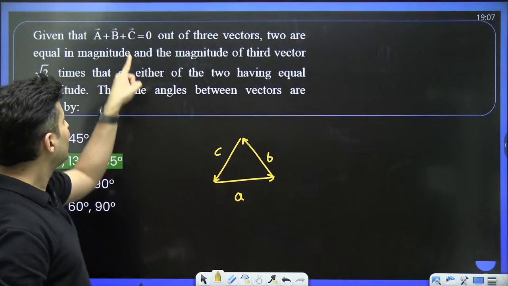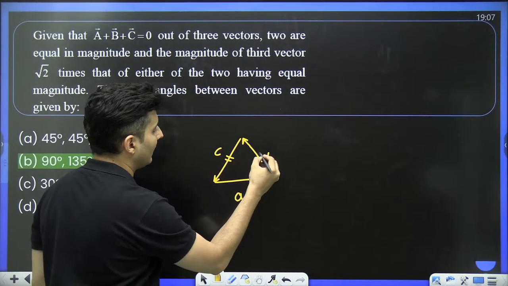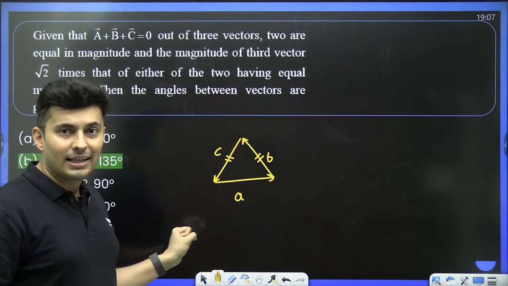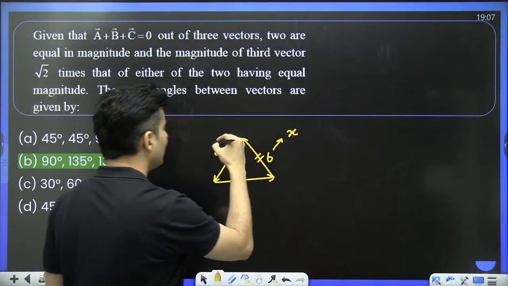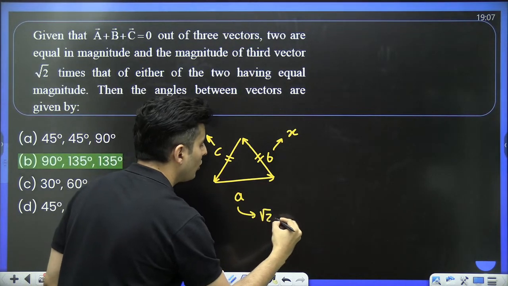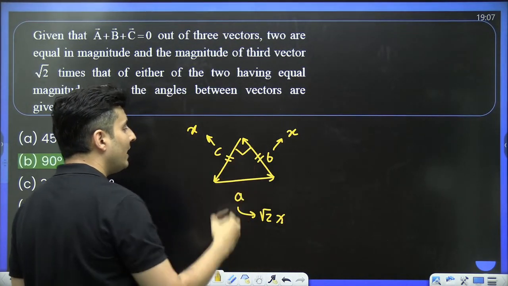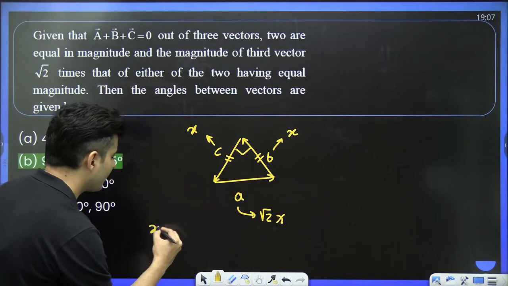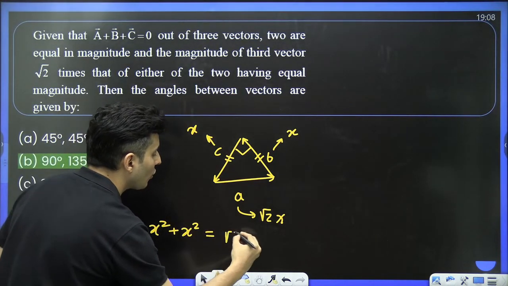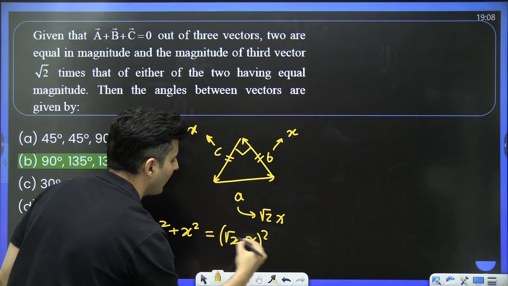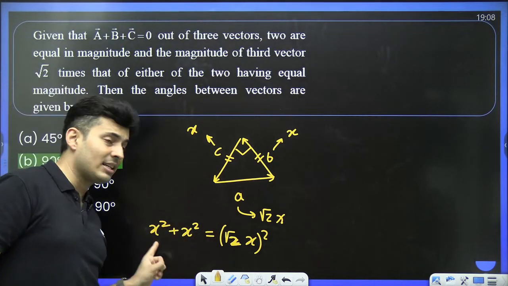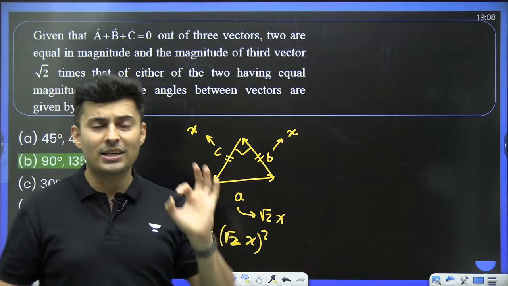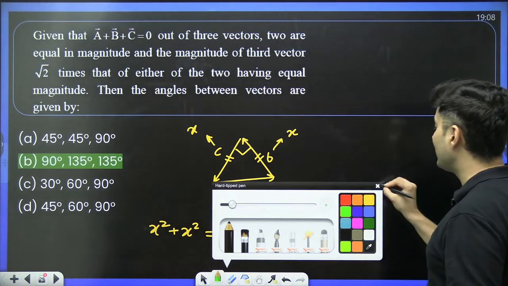Now, if you notice, two of them are equal in magnitudes. Let's say this vector and this vector are equal in magnitudes. And this is root 2 times the other vector. So my dear students, if B is X, C is also X, then A is root 2 X. This can only happen if B and C are perpendicular to each other, using Pythagoras. X square plus X square is 2X square, and root 2 square is also 2. So this is valid. So that means they are perpendicular to each other. Everybody gets this?